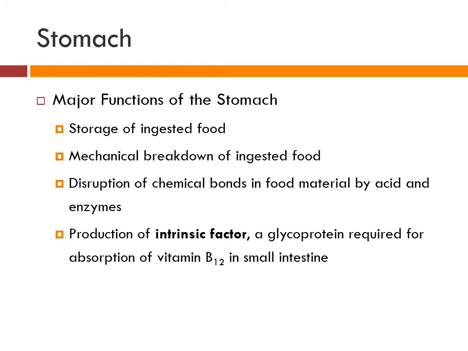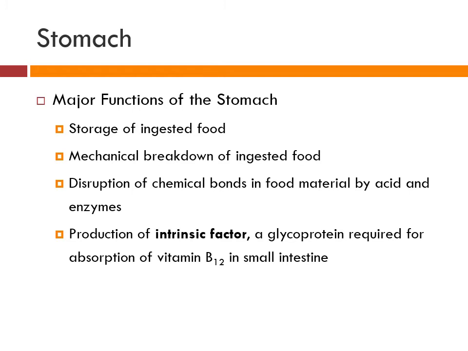All right, so that ends the esophagus, and once the bolus gets pushed through that lower esophageal sphincter, then the stomach takes over. So the major functions of the stomach is storage of ingested food, so everything you eat has to get dumped into your stomach. Mechanical breakdown of food, disruption of chemical bonds through chemical digestion. So we have mechanical digestion and chemical digestion happening in the stomach. And the stomach also produces intrinsic factor, which is that glycoprotein that's required for the absorption of vitamin B12. So if you have no intrinsic factor, you're going to be B12 deficient.